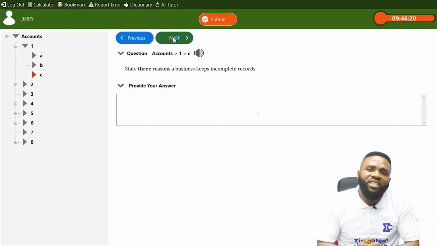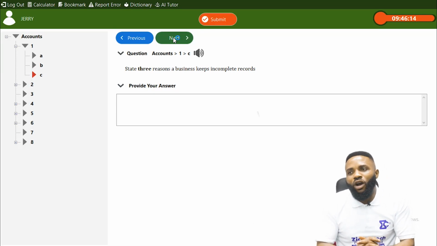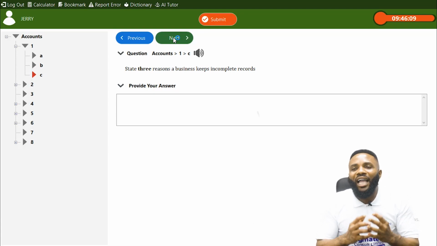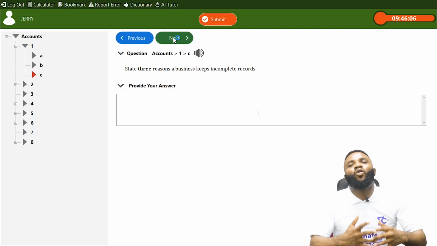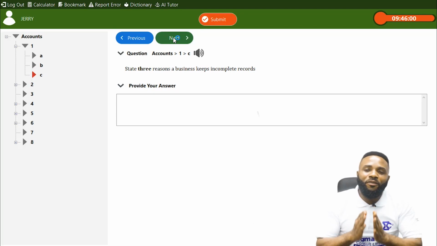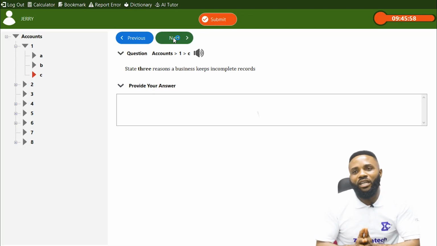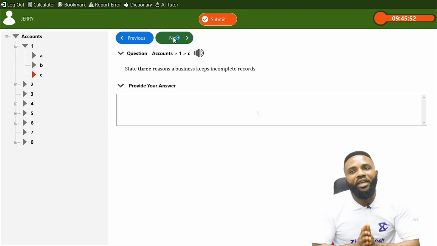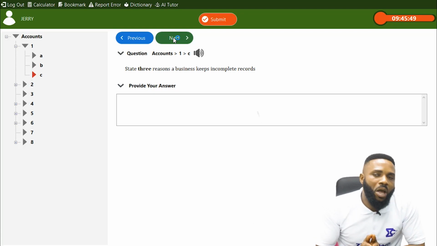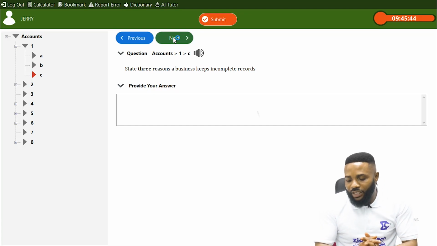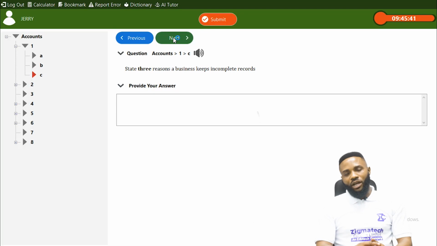Then the fourth reason is lack of qualified accounting personnel. When you employ accountants that are not efficient and effective, or accountants that are not certified, not qualified, the result will look like incomplete record, because a qualified, efficient and effective accountant knows that every account you prepare is expected to be prepared based on double entry accounting principle. But when these accounting personnel are not qualified enough, then it is possible that you can have a single entry.